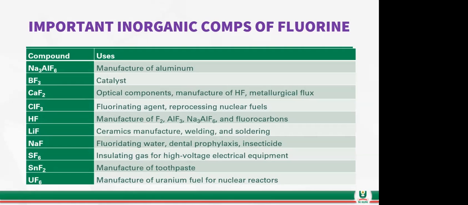The importance of inorganic compounds of fluorine, just as an example. There are some other inorganic elements combining with fluorine to give many things which are useful in day-to-day activity. So the first compound you see there is used in the manufacture of aluminum. Boron trichloride is used as a catalyst, and you can see other examples and what they are used for.